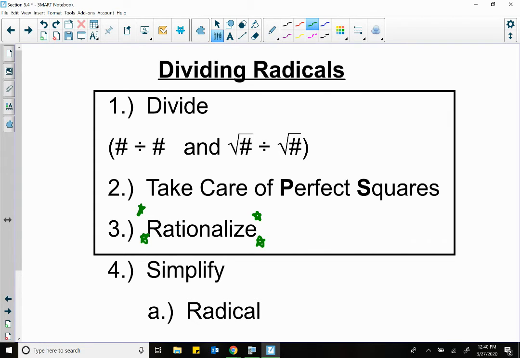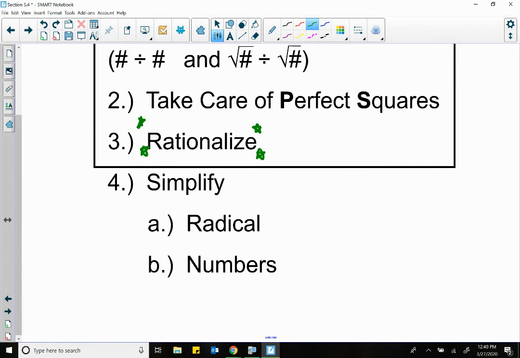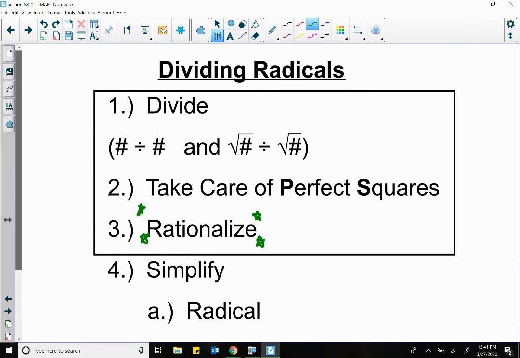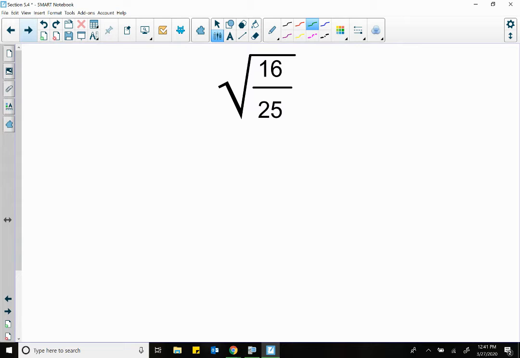So these first 3 steps, you're not really doing all 3 of them. Really, one of them is going to be kind of like your guiding principle. And after you take care of the division part, which is what these first 3 steps are, then you go into simplify mode, where we'll take care of the radical and then we'll take care of the numbers. And you'll see that come up here in a second. Okay? So that is the idea behind division. So I've got some examples. Let's start talking about these.